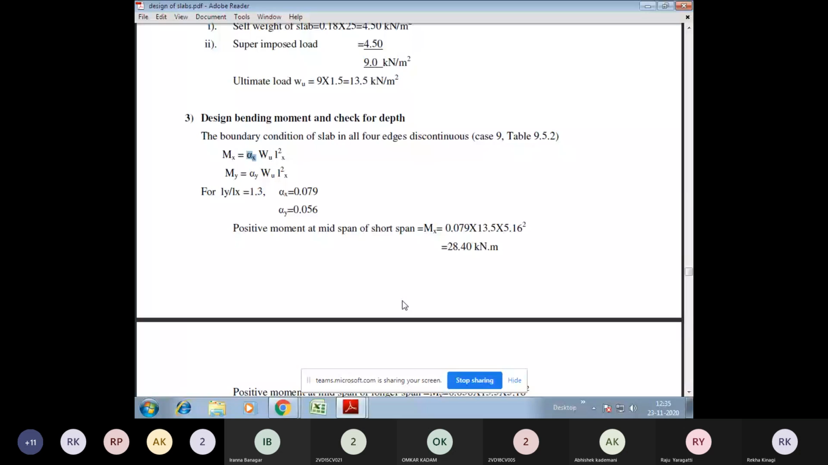So in the next class, we'll proceed with the design of reinforcement, check for shear, then deflection and detailing part. So that's all for today.